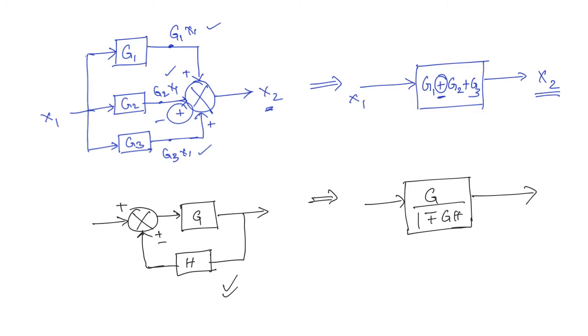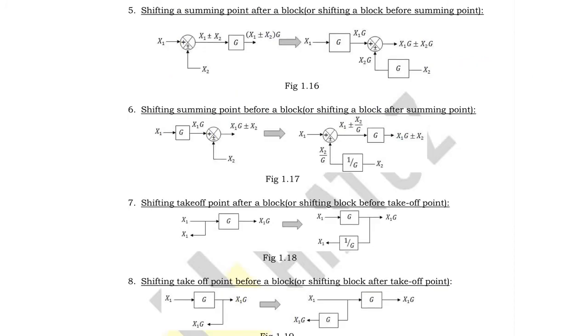So if you are having a positive sign in the feedback, you will have a negative sign in the denominator of the transfer function. And if you have a negative sign in the feedback, then you will have a positive sign in the denominator of the transfer function. So these are some more reduction techniques.